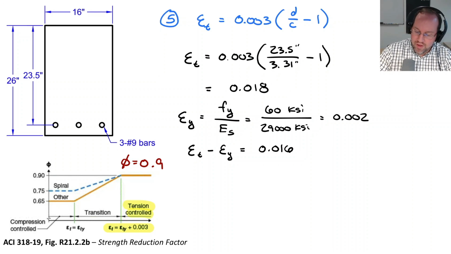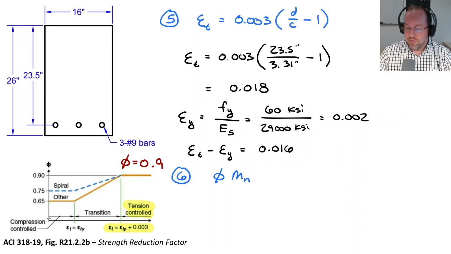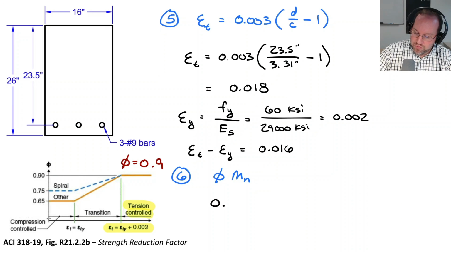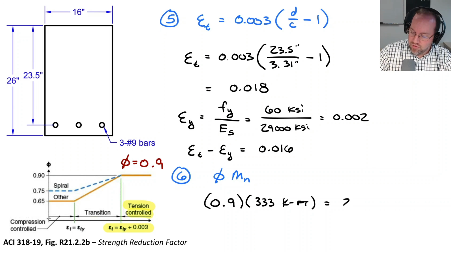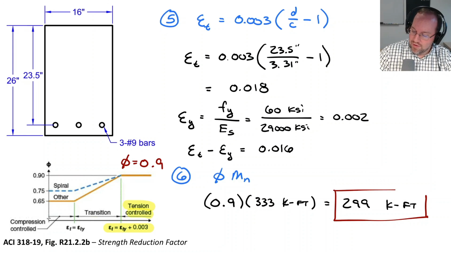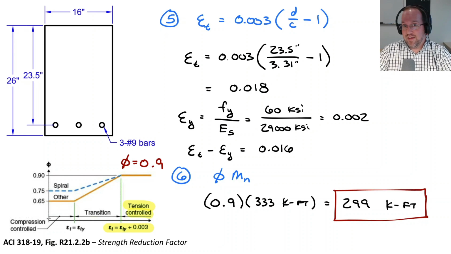So last thing, let's calculate our design capacity, which is phi Mn, Mn being our nominal moment capacity, which we just found, phi being our strength reduction factor. Well, that's just 0.9 multiplied by our capacity, which was 333 kip-feet. And therefore, my design capacity is 299 kip-feet. And that is how we calculate the capacity of a reinforced concrete beam in flexure.